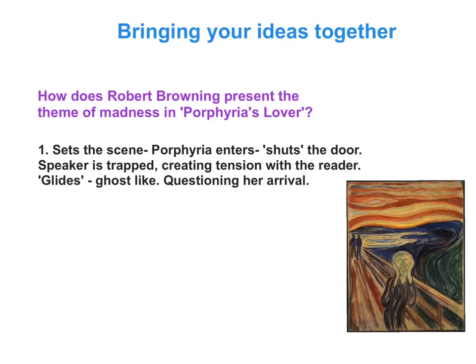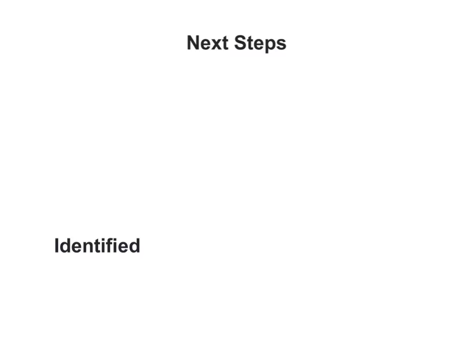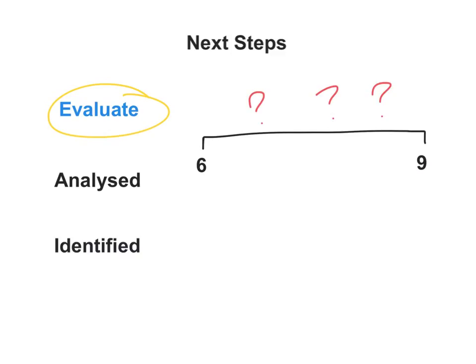For the last part of your homework, you now need to read through all of your annotations and select 3 points which you think will help you to answer the question. Number these 1 to 3 and you can write in note form. Just make sure you include your quotations and the effect they have on the reader. Remember to use the success criteria that you have in your exercise book if you get stuck. Now that you've identified and analysed the writer's use of language, next lesson we'll be looking at evaluating how effective your analysis is and trying to improve it.